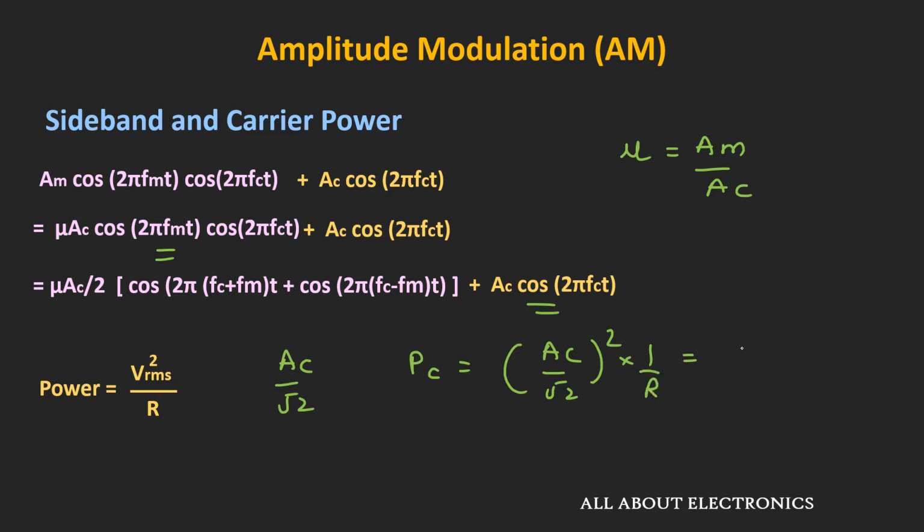Or we can say that it is equal to AC square divided by 2R. So that will be the value of the carrier power. Similarly, let us find the sideband power.